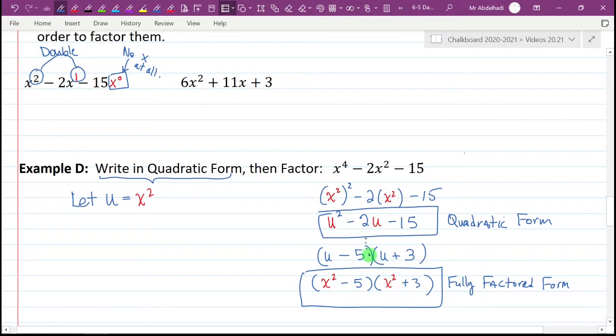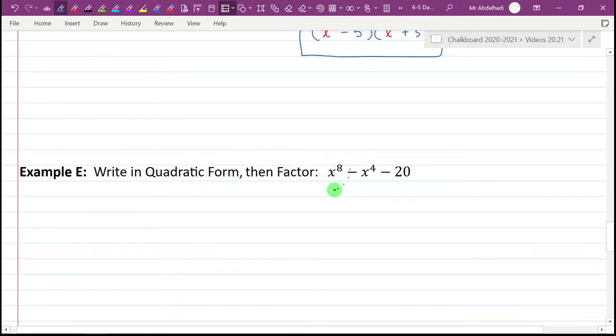All right, let's try another one. This time we have an 8th power function. Now, we don't know how to factor 8th power functions, but could we make this into a 2nd power function? The answer is yes. If you divide this 8 by 4, it becomes an x squared, right? So we want to divide this by 4. And how do we do that? We say let u be x to the 4th. You pick the power that will make this a 2 when you divide.